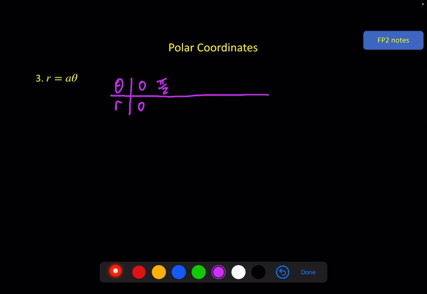And if we times that by a, whatever a is, we get a pi by 2. So r is bigger. And then if we take pi, times that by a, we get a pi, it's bigger still. And then 3 pi by 2, 3a pi by 2. And then 2 pi, 2a pi. So it's getting bigger and bigger as theta gets bigger.